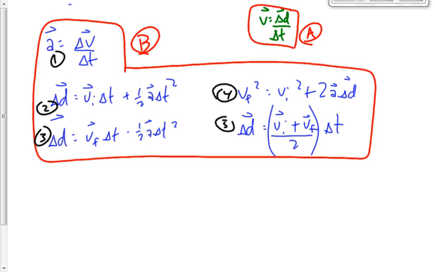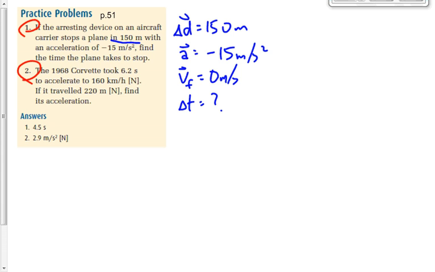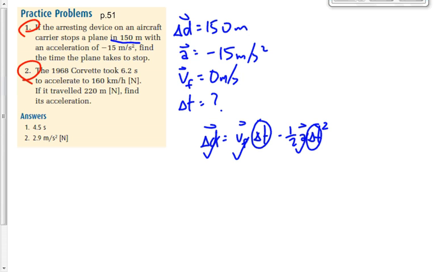D is equal to VFT minus 1/2 AT squared. That's exactly what I was going to try. I don't know for sure when I say this is what I'm going to try if it's going to work, but it's worth trying, okay? And we know it's a valid equation, so there's no danger in trying it. D is equal to VFT minus 1/2 AT squared. Looking for T. Okay, I know what D is, I know what VF is, I know what A is, so I should be good to go. It's only one unknown.